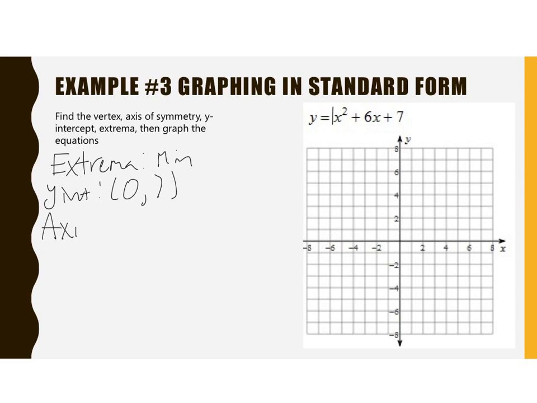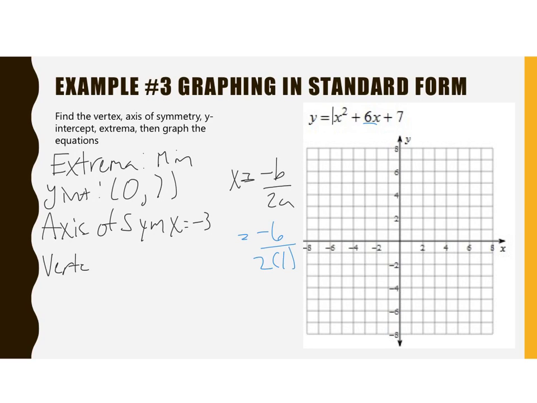Axis of symmetry. X equals negative b over 2a. Well, b is 6, so it's going to be negative 6 over 2 times 1. That gives me an axis of symmetry of x equals negative 3.